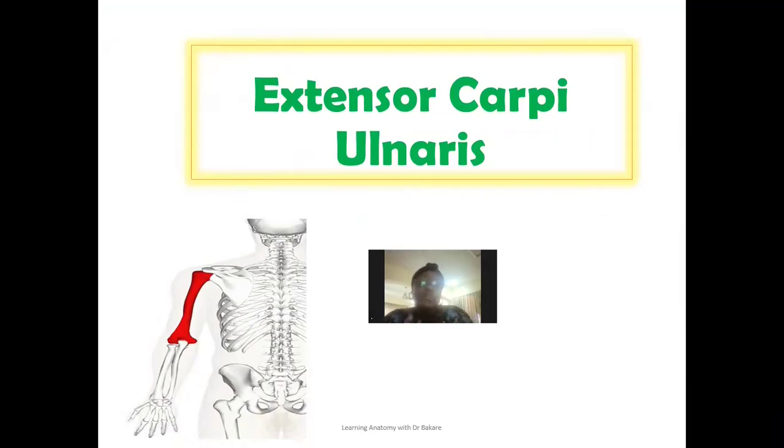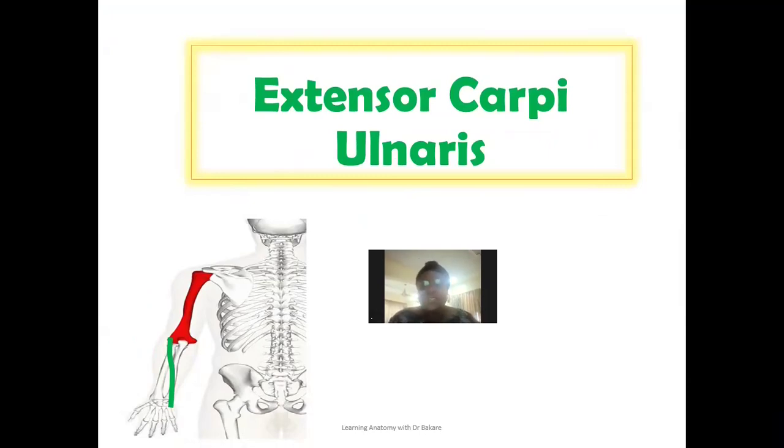In this lecture, we'll be looking at the Extensor Carpi Ulnaris. Let's try and use this image by the side to describe where this muscle is located. This is the posterior compartment of the upper limb, and this is the Extensor Carpi Ulnaris highlighted in green.